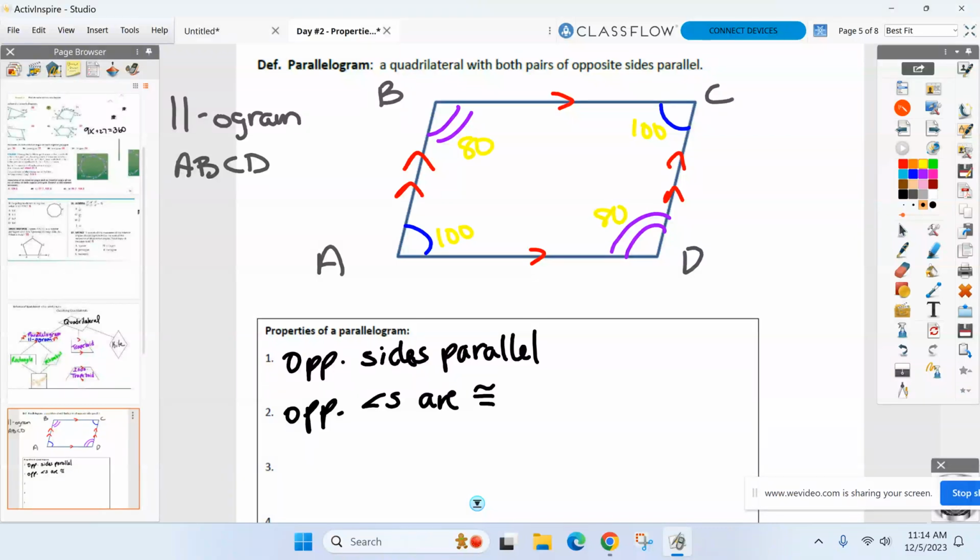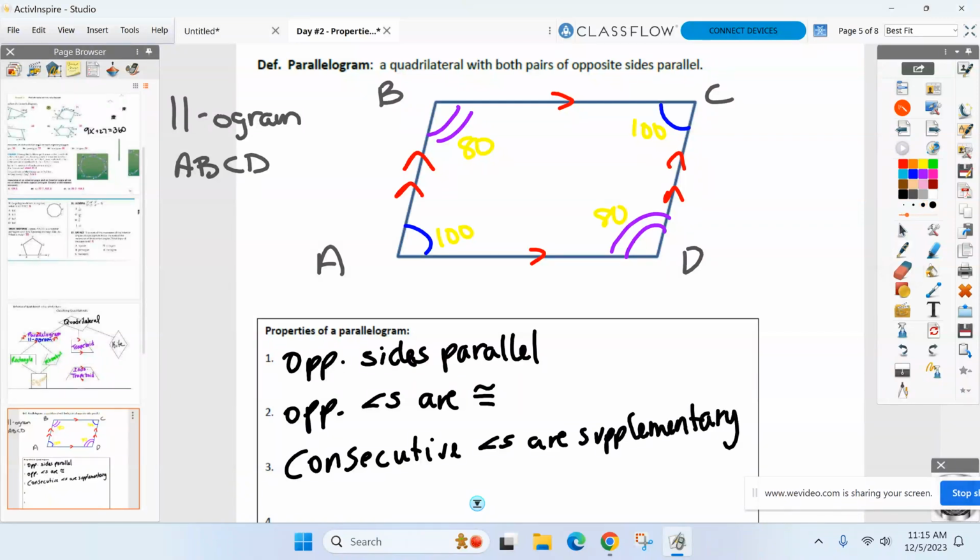Not only C and D, but D and A, D and B, B and C are all supplementary. We're going to call those angles consecutive. Consecutive angles are supplementary. Property number 3. Consecutive angles are supplementary. Good, good.